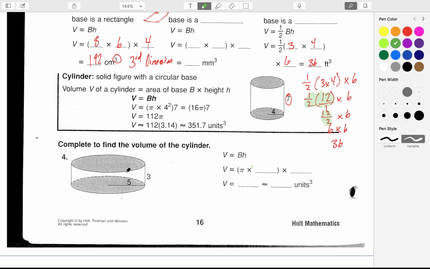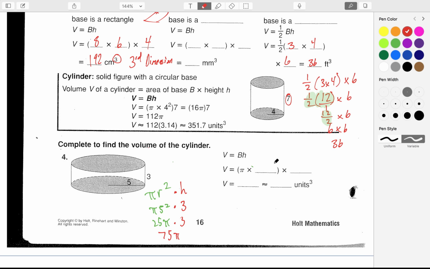Well, it's good practice. So on here we have pi r squared. So we're finding the area of the circle. This is going to be pi 5 squared. 5 squared is 25 pi. Now we're going to multiply by the height. The height was 3. So we're going to say times the height, times 3. This is going to be 75 pi.